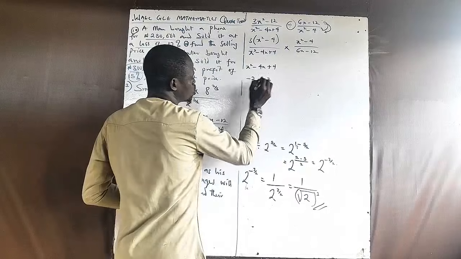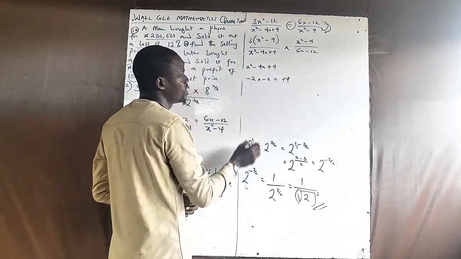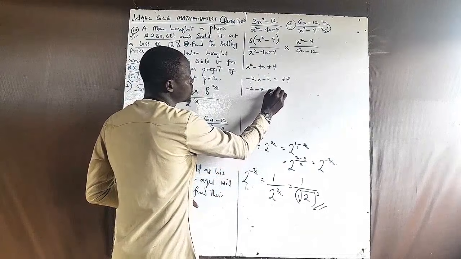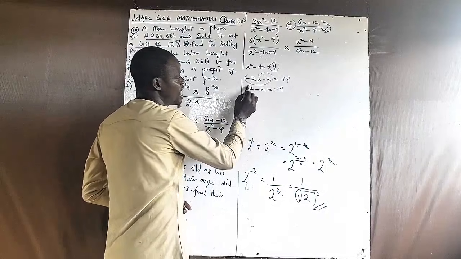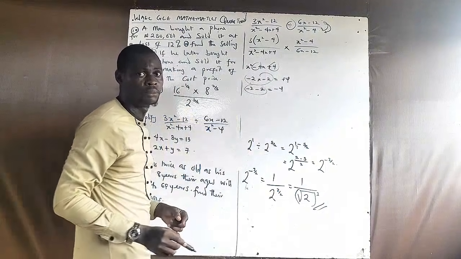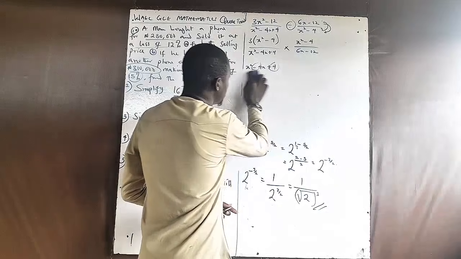Now, those two numbers can be minus 2 times minus 2, because minus 2 times minus 2 will give me plus 4. Minus 2 plus minus 2 will also give me minus 4. So if I multiply them, I get this product, and if I add them, I get this sum. From there, my two factors are minus 2 and minus 2.